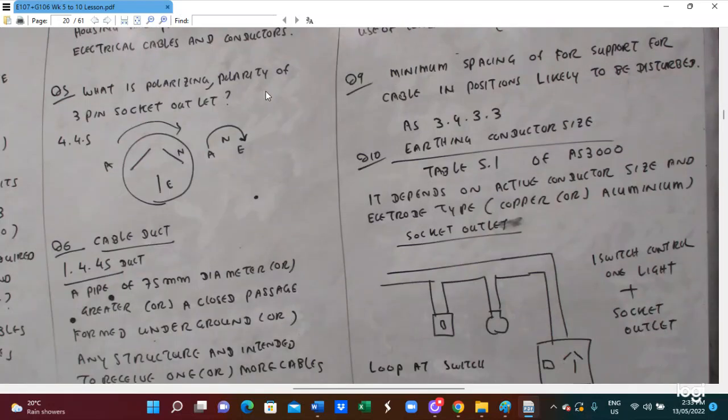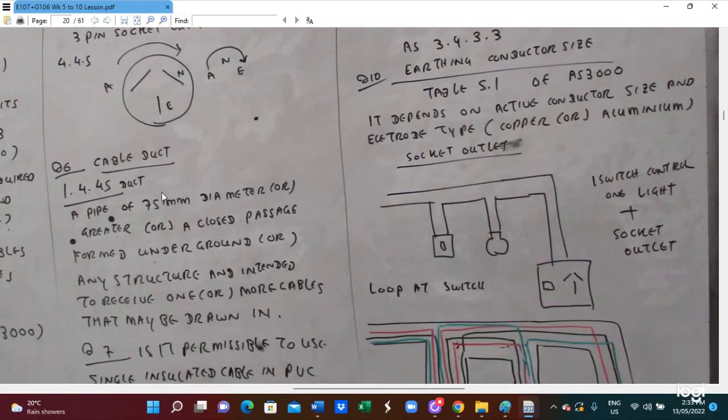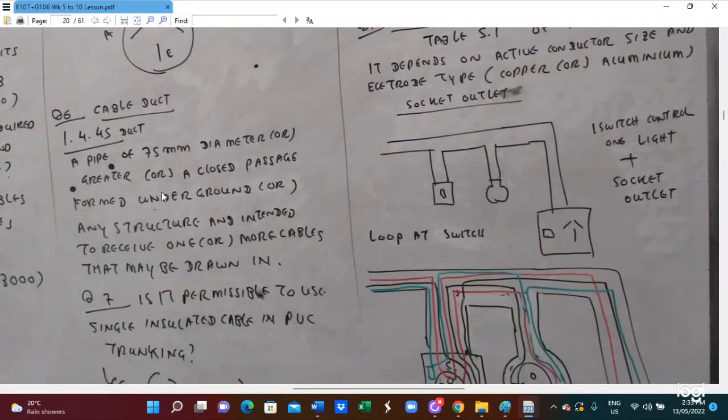What is the polarity of the three main socket outlets? So in this case, the left side is the active, the right one is neutral, and the bottom one is earth. So for cables and taps, that is how we need to follow the AS 3000 standard.